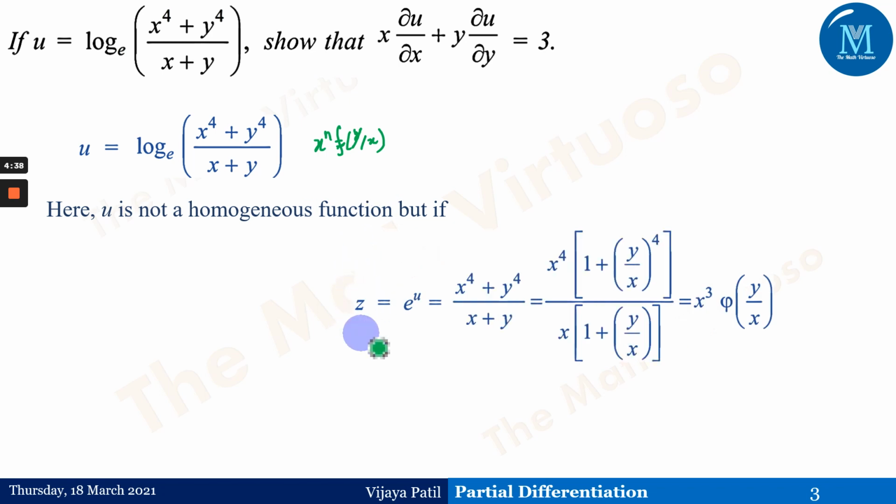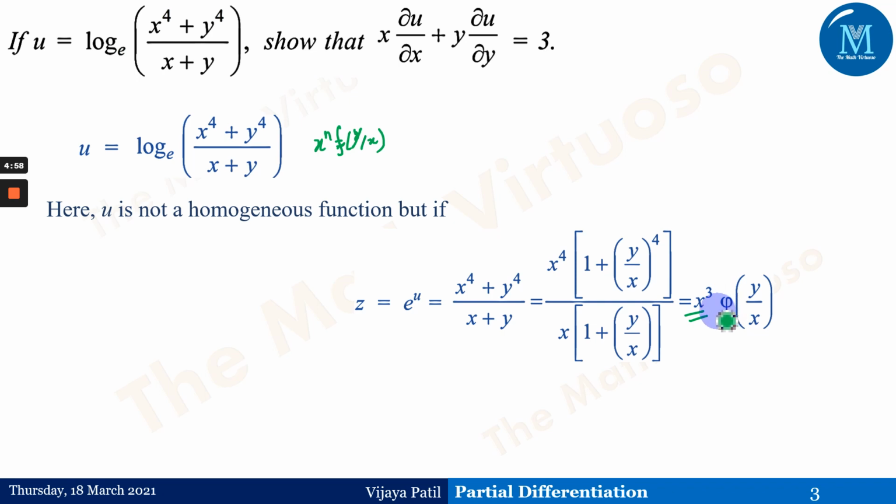But if we say that z is equal to e to the power u, that is (x to the power 4 plus y to the power 4) upon (x plus y), which is equal to x to the power 4 in the numerator, wherein x will come out of the bracket from the denominator. So x to the power 4 upon x will give me x to the power 3. So this is x to the power 3 into phi of y by x.